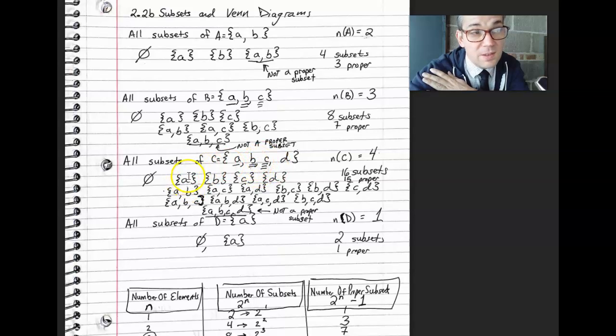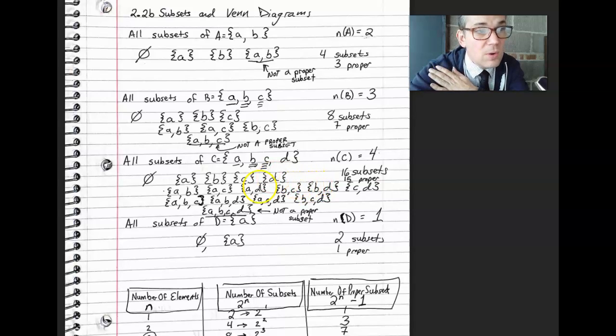So this would be considered a subset of set C. This is a subset of C. This is a subset of C. This is a subset of C. And these are obviously all of the subsets of C that have just 1 element. When we go on to 2 elements, it gets a little more tricky, so just keep yourself focused.